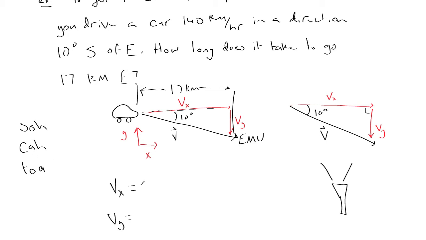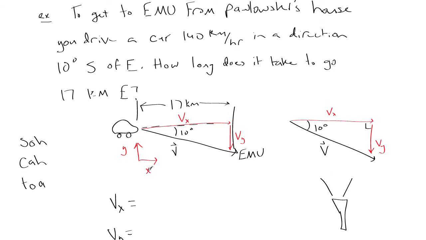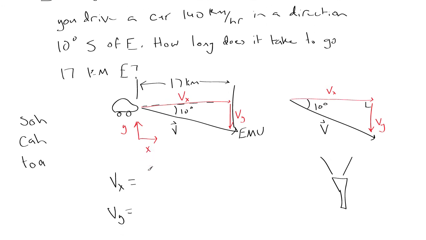If I'm solving for vx, the x component of the velocity, that is 140 kilometers per hour. All right, so 140 kilometers per hour. And then in order to get the x component, I need to multiply that by the cosine of the angle 10 degrees. Okay, so that's the angle that I need to multiply. All right, and then if I solve that equation, I find that the x component of my velocity is 137 kilometers per hour.